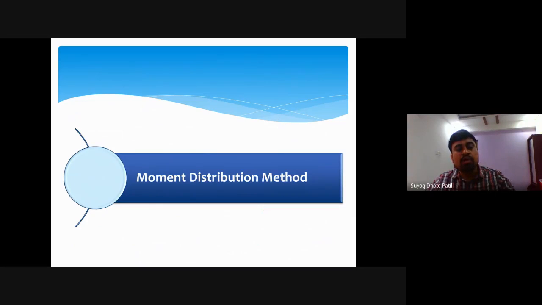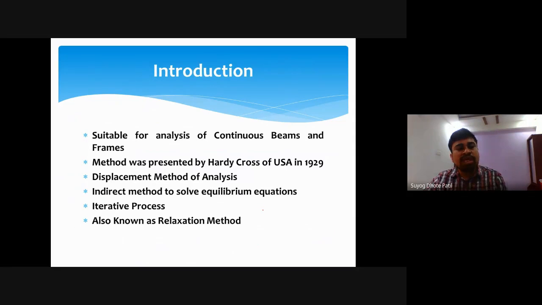Now we will consider the moment distribution method. Last method, again with its terminology, and after terminology, one simple numerical, and after that we will stop. Again, it is suitable for analysis of continuous beams and frames. Some of the basic portions are similar to the slope deflection method. The method was presented by Hardy Cross of USA in 1929.